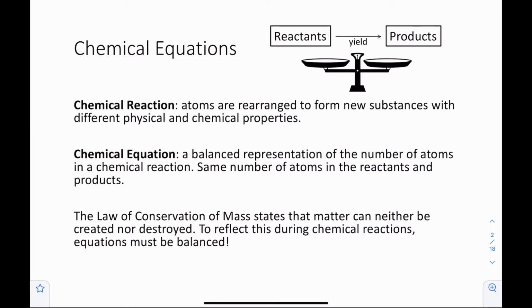And when I say balanced, what I mean is there's the same number of atoms at the beginning of a reaction on the reactant side as there are at the end of a reaction on the product side. And this should make sense because of the law of conservation of mass. The law of conservation of mass says that matter is not created or destroyed, so you should have the same amount of matter on both sides of a reaction. So what we're going to do is learn how to balance equations so that we have the same number of atoms on both sides of a reaction.